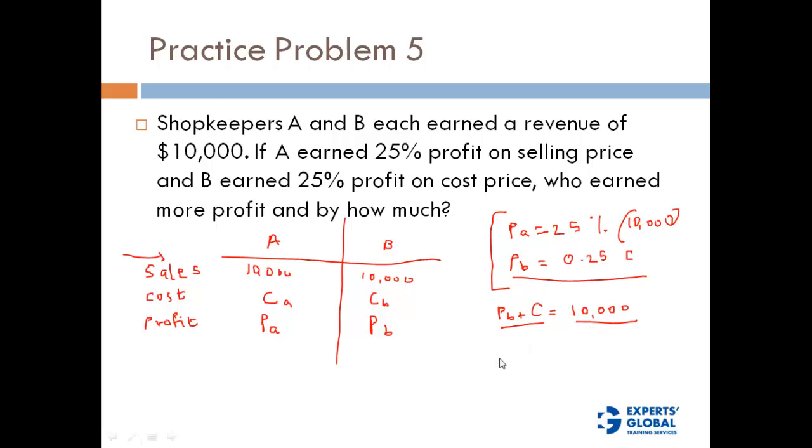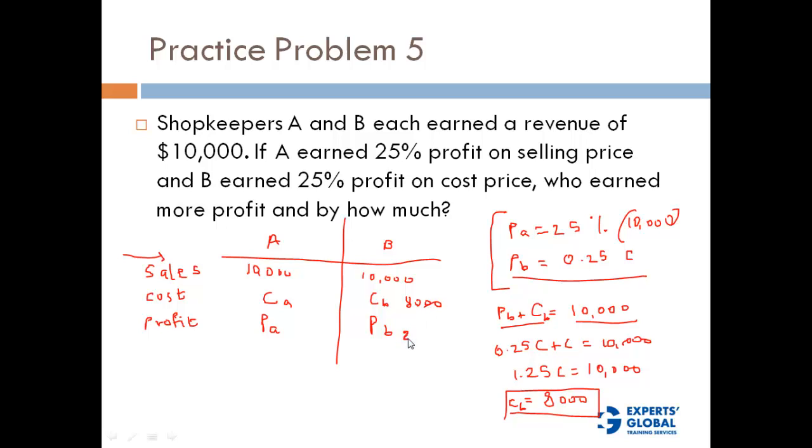another equation. So what do we get? That equation is going to be 0.25 C plus C is equal to 10,000. So that means 1.25 C is equal to 10,000. So C is going to be $8,000, right? 10,000 divided by 1.25 is going to be 8,000. So cost for C, this is CB we are talking about. So cost is $8,000.